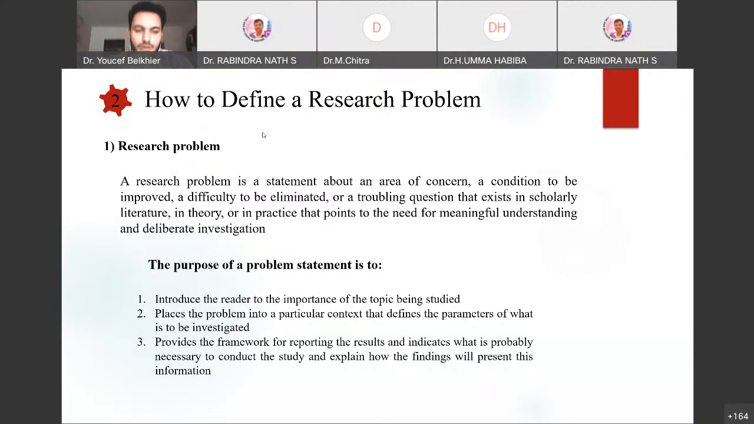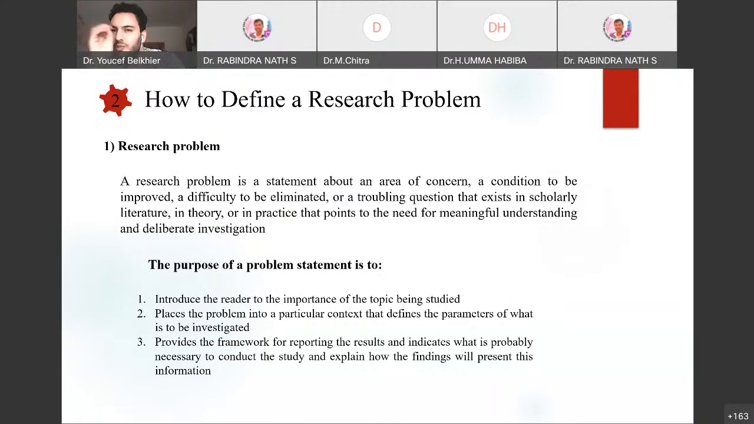So the purpose of a problem statement is firstly to introduce the reader to the importance of the topic being studied. It means that when you do research, for the researcher, the most important part is to publish the paper. If I generalize for the scientific community, the important part is to successfully publish your research work. Your paper will be reviewed by experts in the area, so you should specify exactly in your paper what the problematics is.